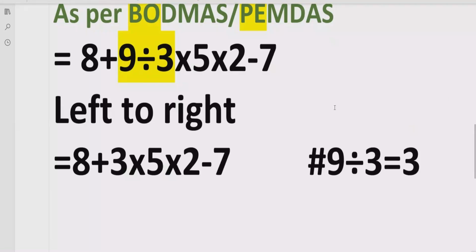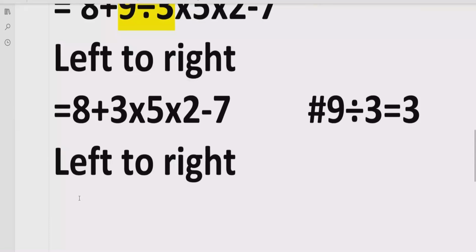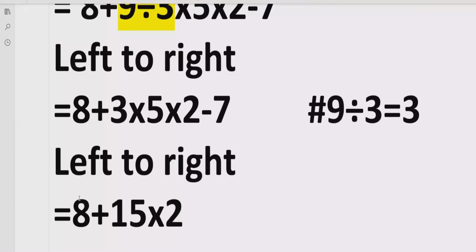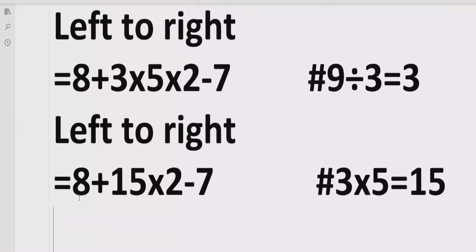Now we have to go again left to right in this expression and find out which is coming first. So now we have 8 plus 3 multiplied by 5 equals 15. We will write 15 multiplied by 2 as it is, minus 7. We will write as it is. And here we have to give the reference 3 multiplied by 5 equals 15.